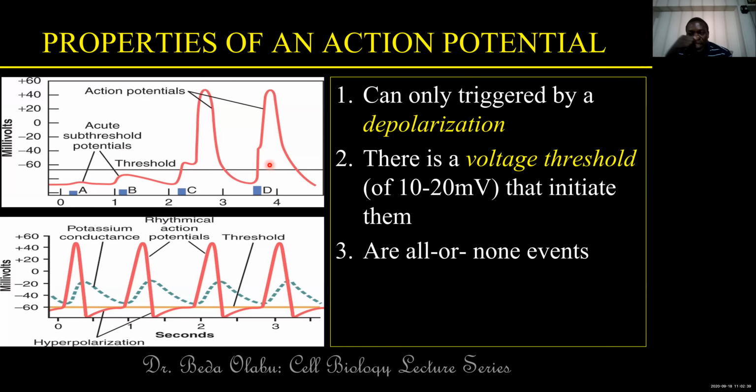The third property is that action potentials are all or none events. What that means is that you either have an action potential in totality or it doesn't occur at all. You cannot have a weak action potential. You cannot have a stronger action potential. It's an all or none event. It's either present or it's not present. So, like here, either there is no action potential or there is an action potential. And if it's there, it will not be bigger than this one just because this one was a bigger stimulus. No. It's either present or absent.